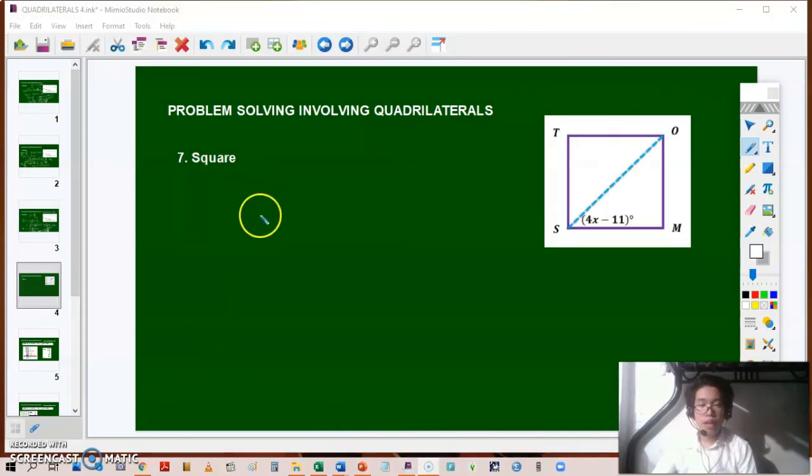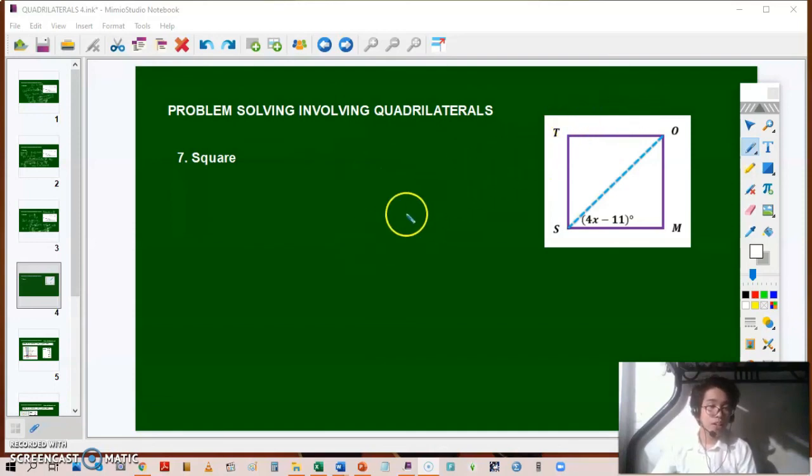So last, we have a square problem and we want to find the value of x. Since the square TOMS, angle TOMS, we want to find the value of x. So how do we do that? There's a diagonal there, diagonal SO.